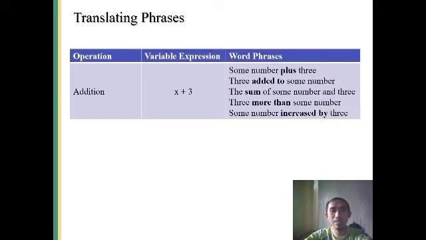After that, we translate the phrases. In addition, we have x plus 3, the variable expression. As we see, the sum of some number plus 3, this is our result: x plus 3. If we see some number plus 3, 3 added to some number, the sum of the number and 3, 3 more than some number, or some number increased by 3, remember this.